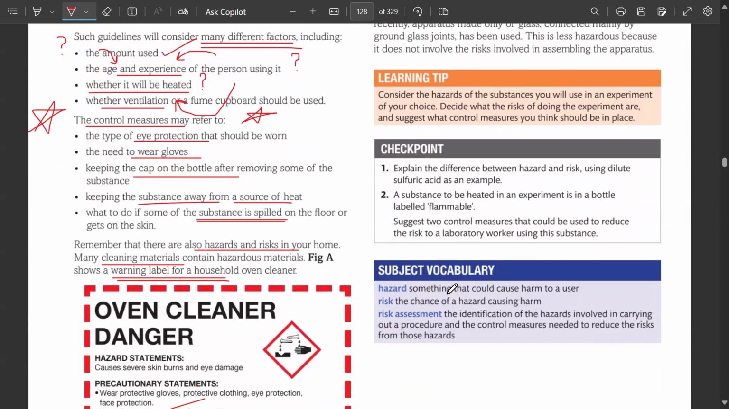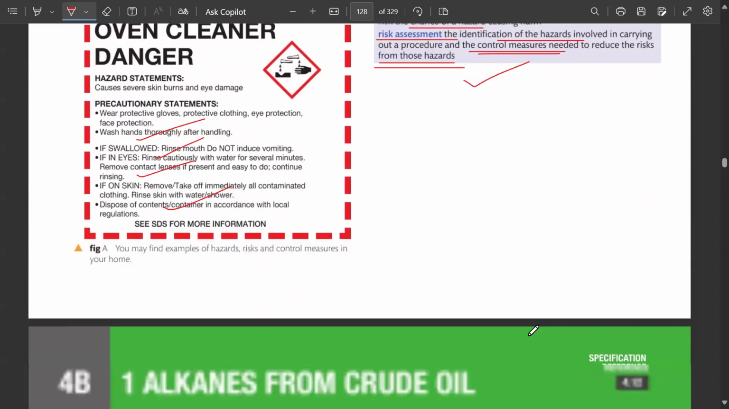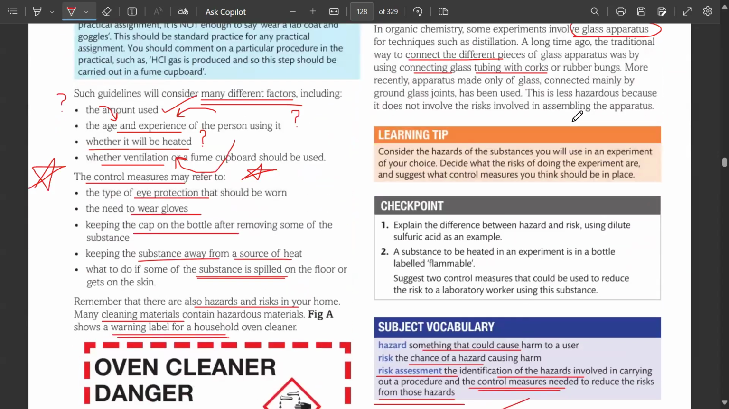So, hazard is something that could cause harm to a user. Risk is known as the chance of a hazard causing harm, and risk assessment is the identification of the hazards involved in carrying out a procedure and the control measures needed to reduce the risks from these hazards. Got it? And that is the end of your topic number 4A.